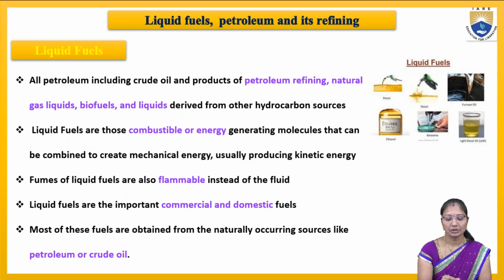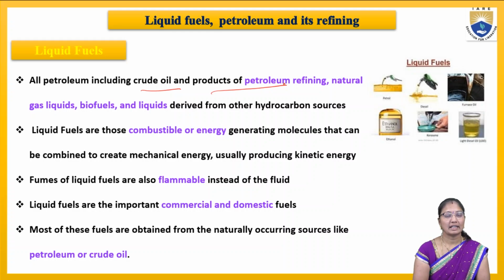So all petroleum, including crude oil and products of petroleum refining, natural gas liquids, biofuel and liquids derived from hydrocarbon sources, are fossil fuels. The buried plant materials and decayed animal matter, under high pressure and temperature, converted into these pure hydrocarbon sources, these energy sources. So petrol, crude oil, natural gas liquids, biofuels and liquids are all derived from natural sources like fossil fuels, which are hydrocarbon sources.